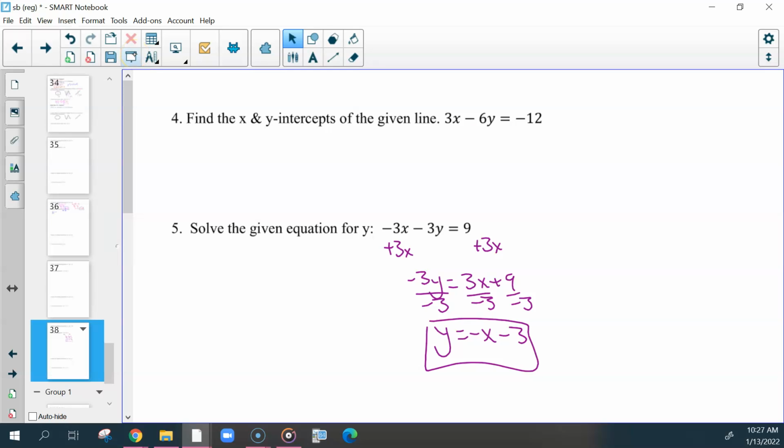And then number 5 that you have was this one where you had to solve this equation for y. Add 3x to both sides. Rearrange this so that it starts to look like slope-intercept form. -3y equals 3x plus 9, and then divide everything by -3. So you get a positive y, a negative x, and -3. Questions on any of those?